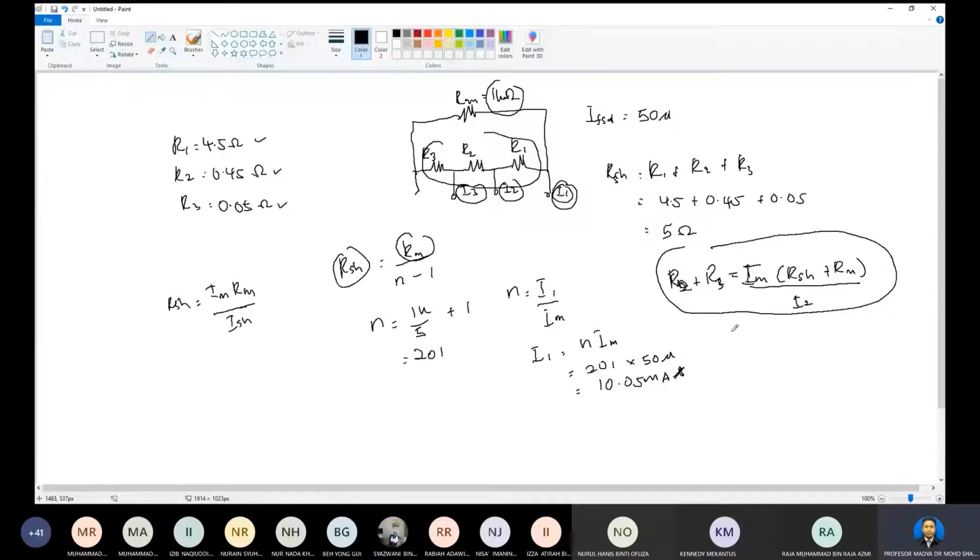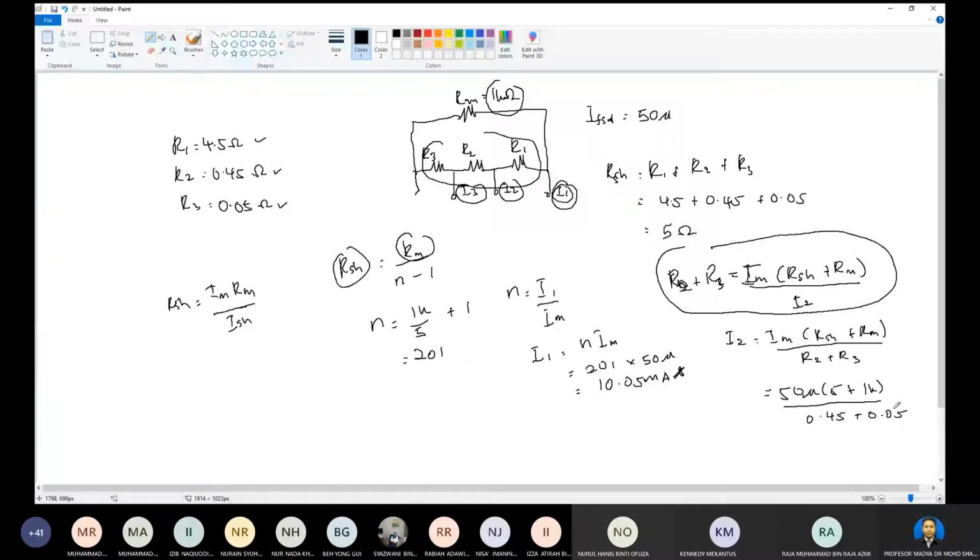So for example, to calculate the I2 equals Im times Rm over (R2 plus R3). Im is equal to 50 micro. R shunt is 5 plus Rm is 1 kilo ohms, divided by R2 0.45 plus R3 0.05.